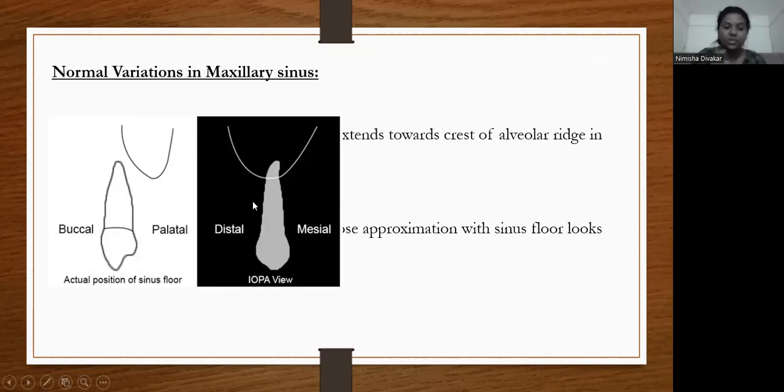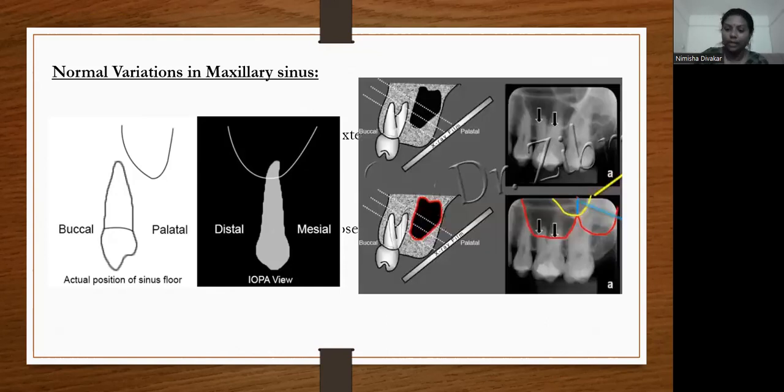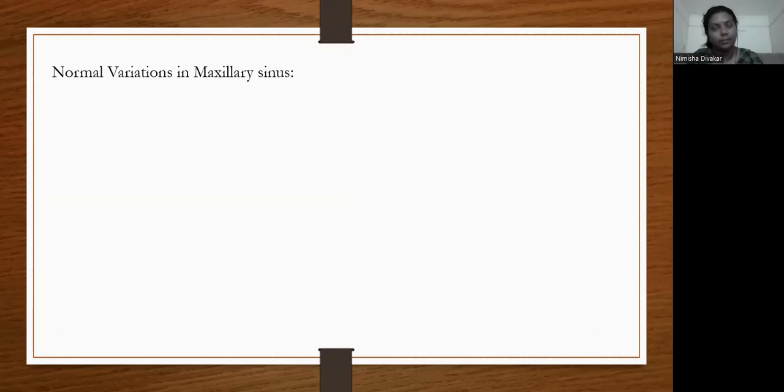In an IOPA, which is a 2D view, it appears that it extends into the maxillary sinus. It is because of the angulation and superimposition of X-ray. So the root is not inside the maxillary sinus, although you can see in an IOPA that it appears to invade into the maxillary sinus. It is a normal variation only, not a pathological feature.